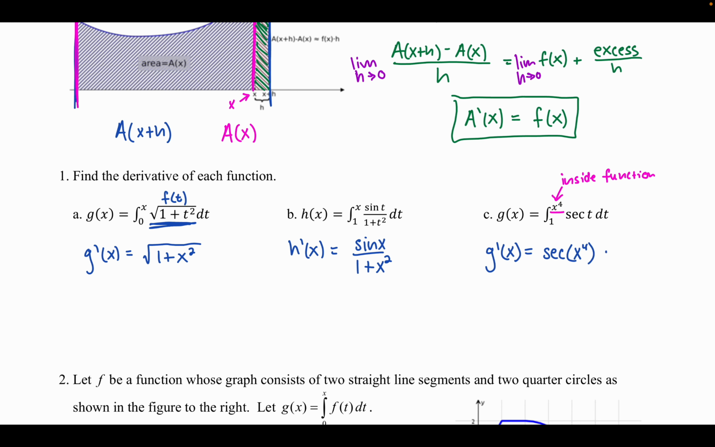But then we have to do chain rule on that inside. So it's going to be 4x cubed. And I'm just going to rewrite that as 4x cubed times secant of x to the 4th. So all we're doing here is plugging the upper bound into your f function. If the upper bound is not just x, you have to use chain rule. So that's just the rule of thumb here.